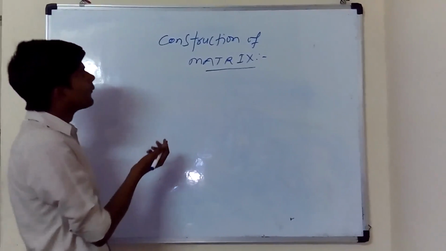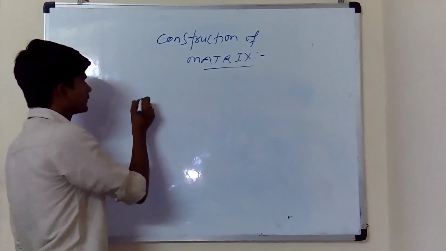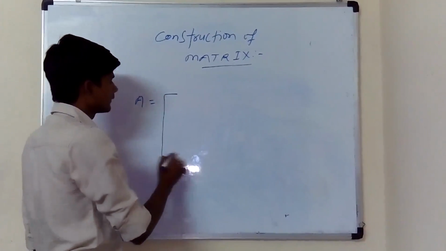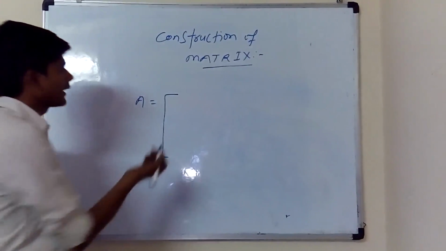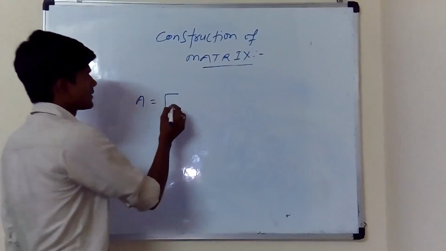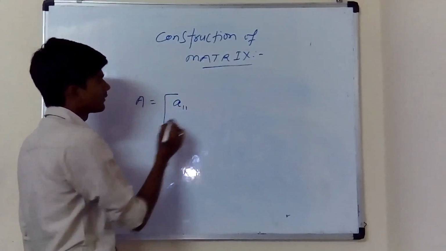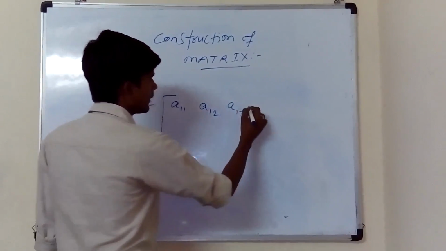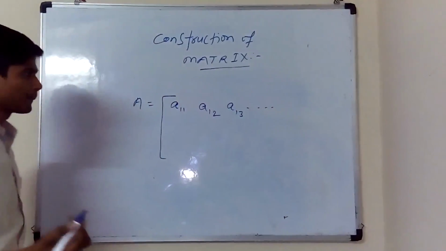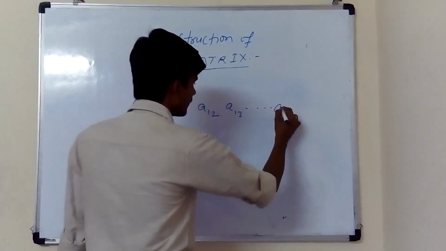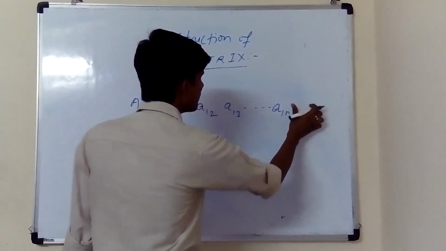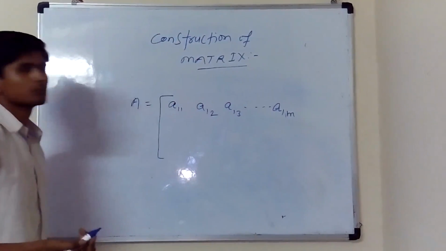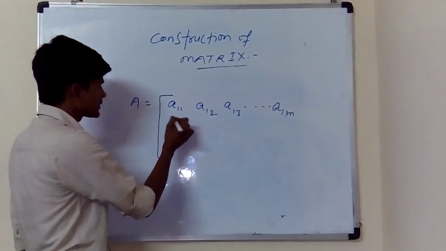Okay, so in general form, just explain it. A matrix A having elements represented simply as A11, A12, A13 and so on up to A1m.